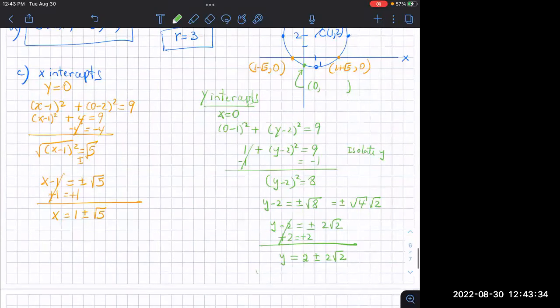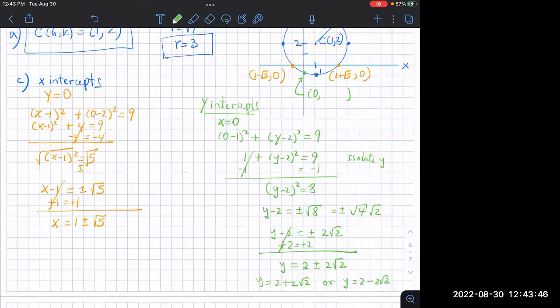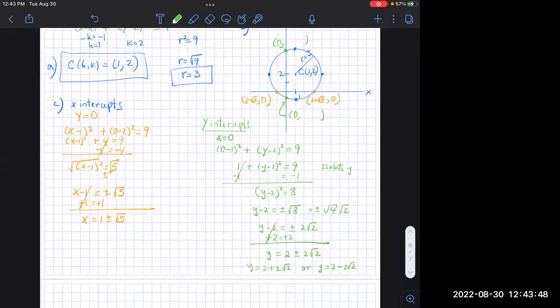So in other words, y equals 2 plus 2 square root of 2, or y equals 2 minus 2 square root of 2. And 2 minus 2 square root of 2 is going to be negative, so that's the one below. So this is 2 plus 2 square root of 2, 2 minus 2 square root of 2. And there you go.